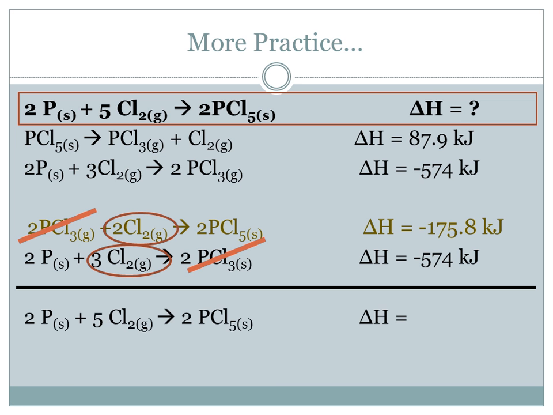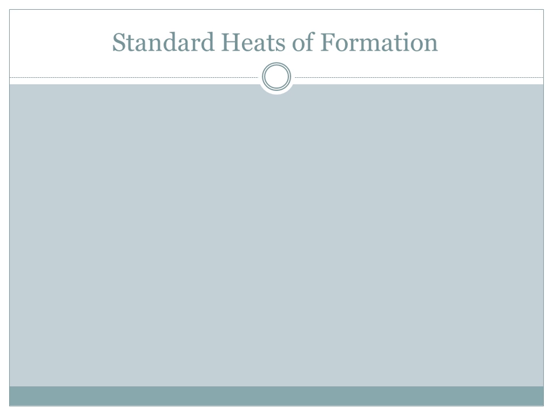So all we had to do was add those 2 equations together to get our final equation. And so all we're going to have to do is add these 2 numbers together. Negative 175.8 plus negative 574 gives us a total delta H of negative 749.8 kilojoules. Alright, it's just manipulation and moving things around, and I actually think it's really fun. So that's the majority of Hess's law there.